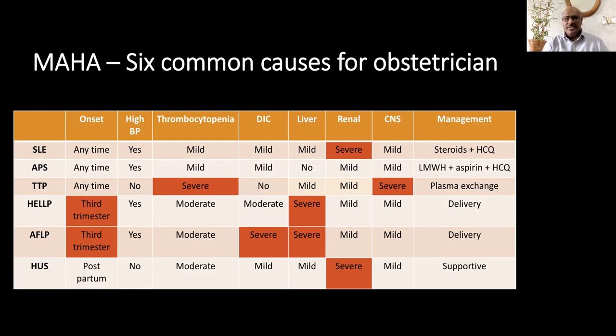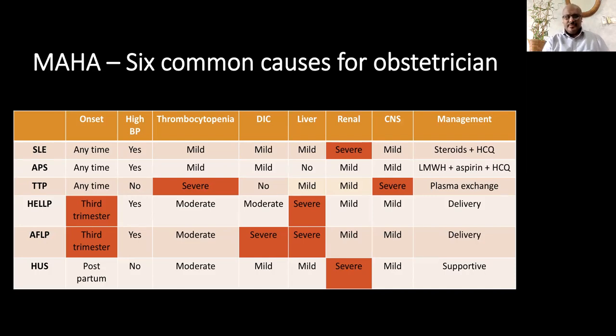But ladies and gentlemen, it is not always HELLP. It is not always acute fatty liver in pregnancy. It's important to look at 2 other causes of MAHA, which is TTP or HUS. Now, how do you differentiate TTP from HUS? The patient has got severe thrombocytopenia. The patient has got severe central nervous system manifestations. Think of TTP. ADAMTS13 is the pathognomonic test to clinch the diagnosis. The patient will benefit from a plasma exchange.